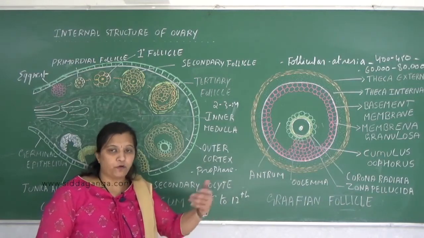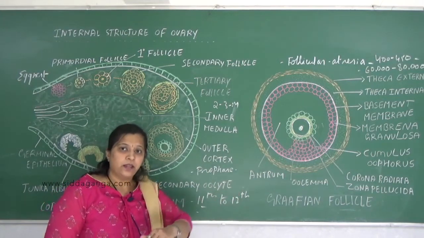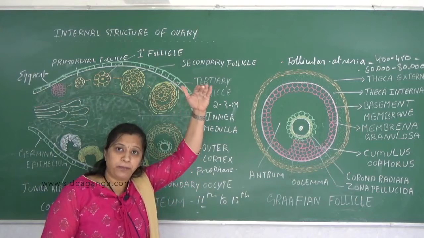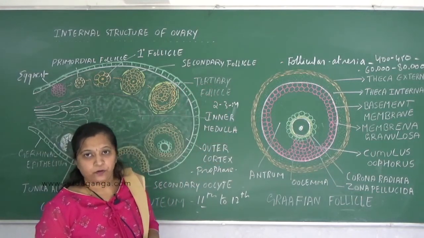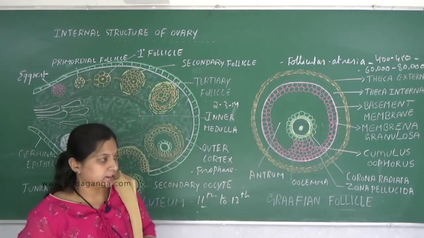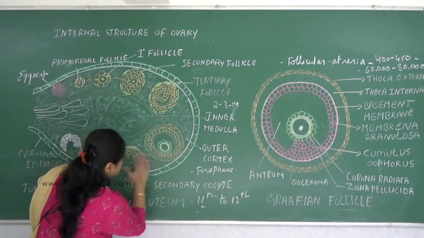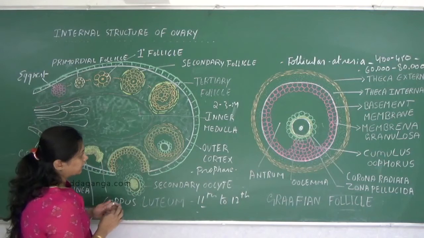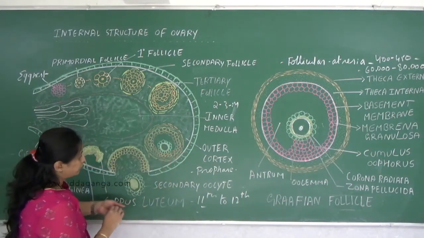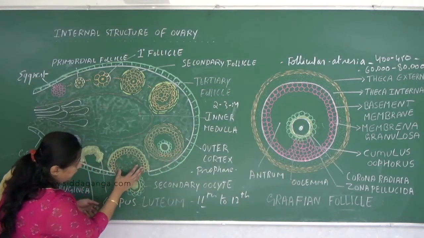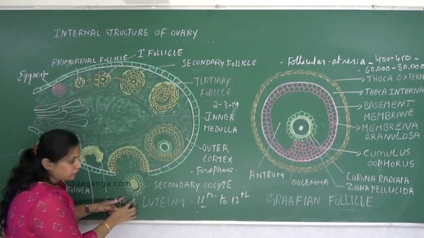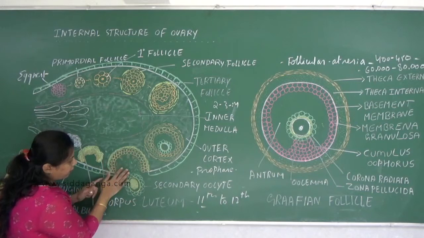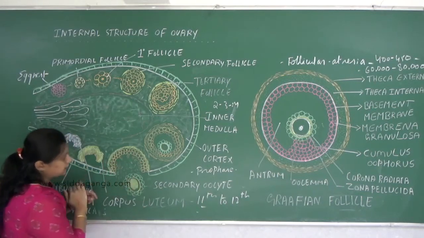That is usually around the 14th day of the menstrual cycle, when the LH level goes to a high peak. So that is called what? The LH surge. It is due to the LH surge that the Graafian follicle ruptures. So the Graafian follicle what? Ruptures. Due to the rupturing of the Graafian follicle, the secondary oocyte is released.